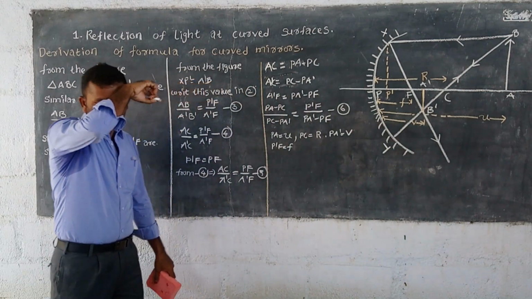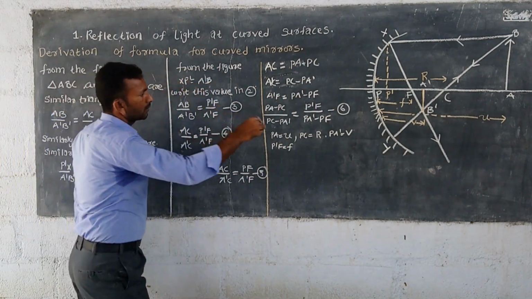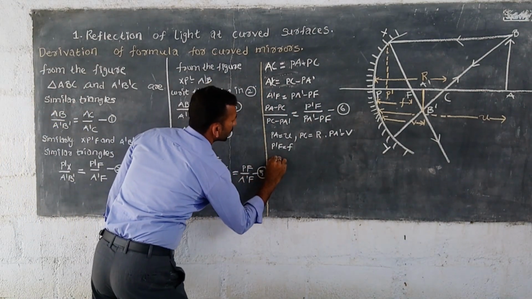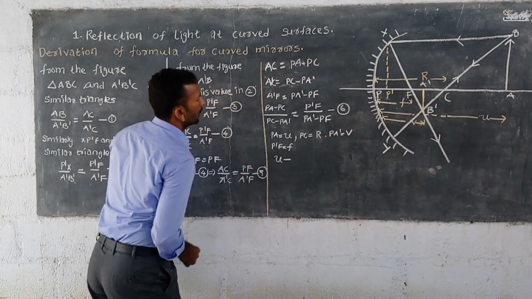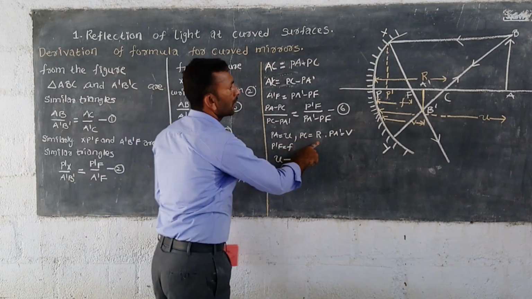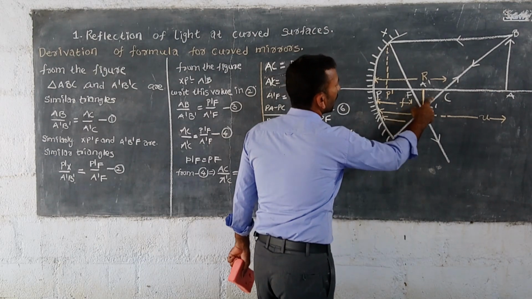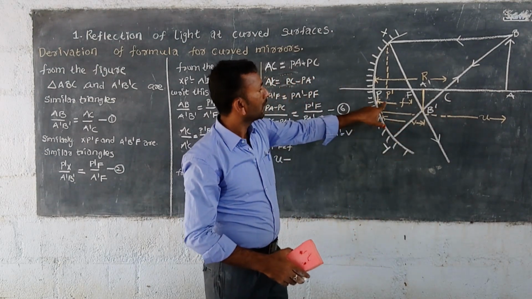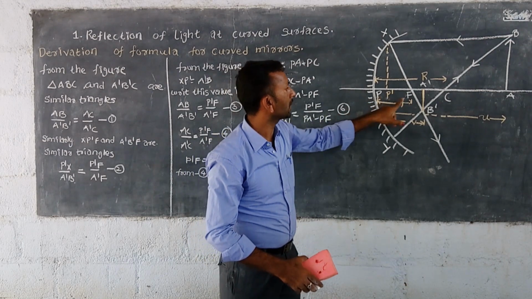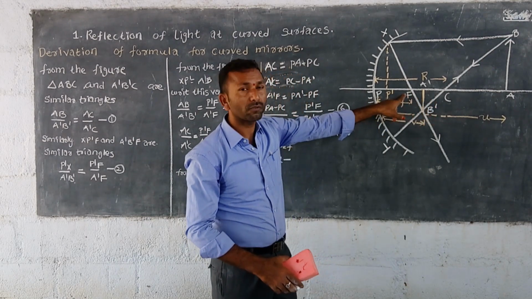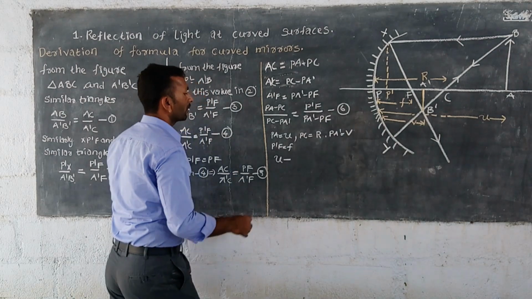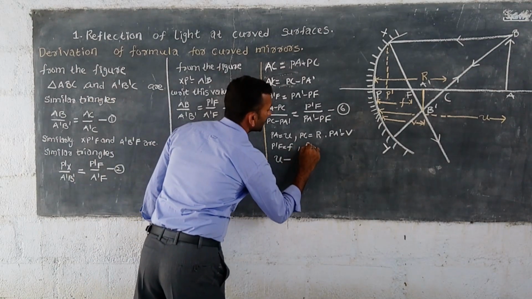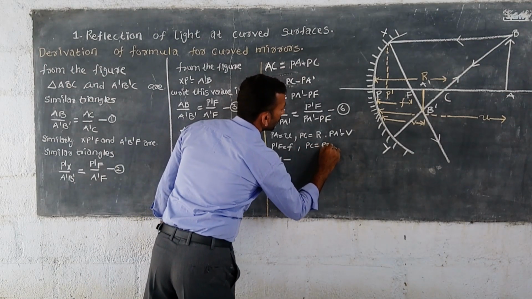Substitute all these values in equation 6. Here we can write PA means U, and PC means R. R means the distance, the radius of curvature, which equals twice the focal length. Therefore, we can write PC, R equals 2f.